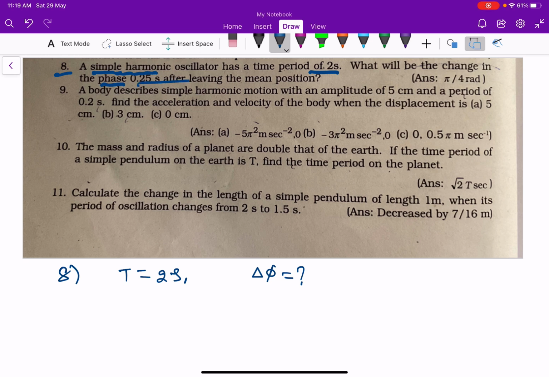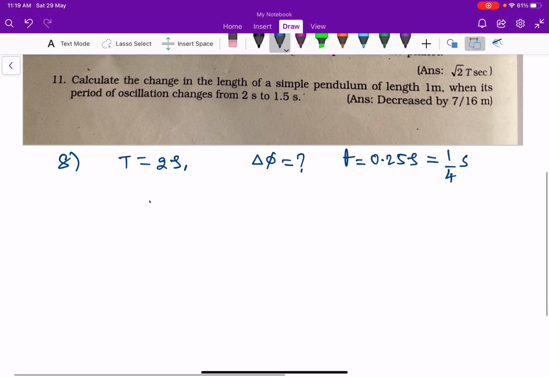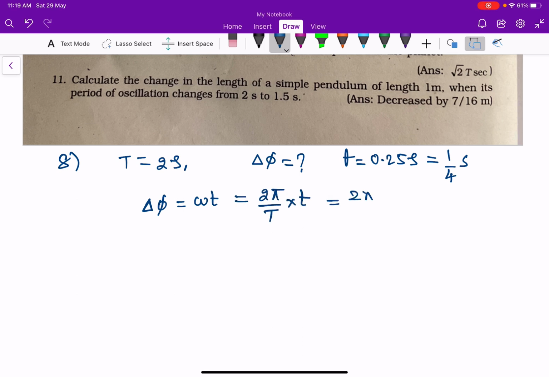t is equal to 0.25 seconds. That means 1/4 seconds after leaving the mean position. So here change in phase is nothing but omega into t. So here omega is nothing but 2 pi by T into t. So 2 pi by 2, t is nothing but 1/4. So 2 gets cancelled, we will get pi by 4 as the answer.